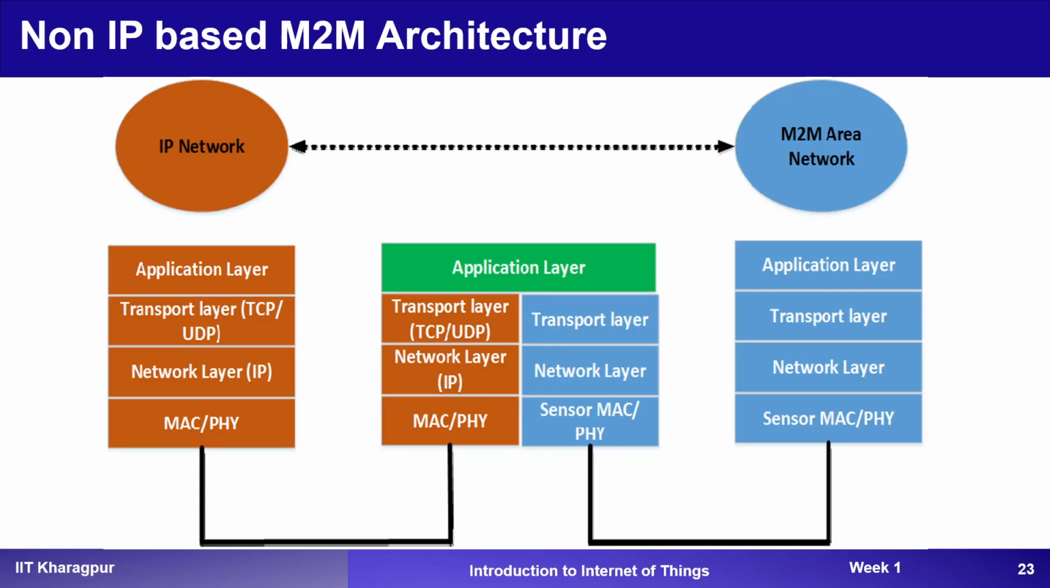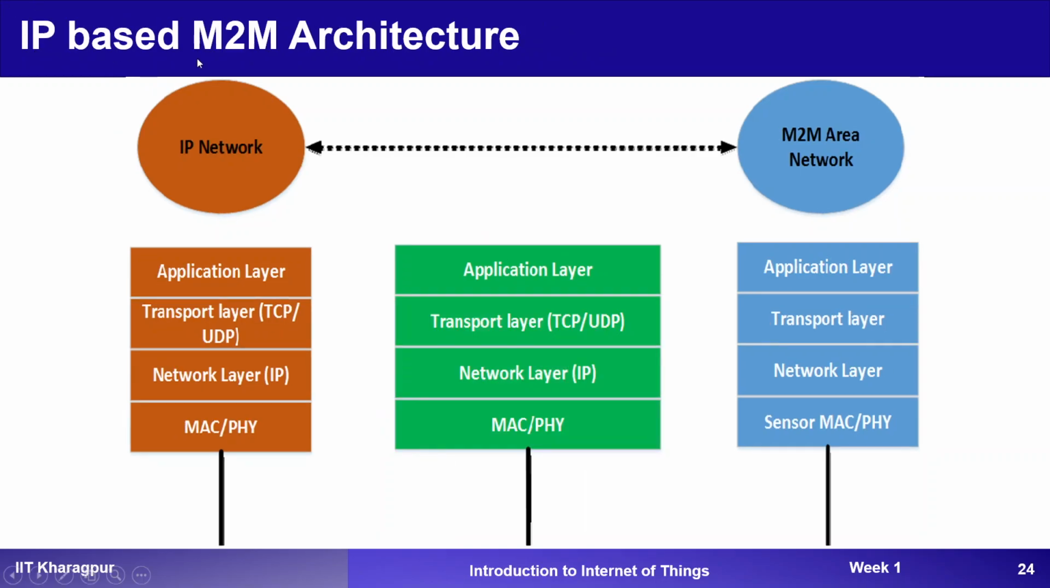Now, non-IP based machine-to-machine architecture. So, consider an example that there is one machine-to-machine area network and one IP network. If we want some communication between this IP network and the machine-to-machine area network, which is non-IP based, then we need some layer or some device. In this case, the application layer is responsible for seamless integration of the IP network with the non-IP based machine-to-machine area network.